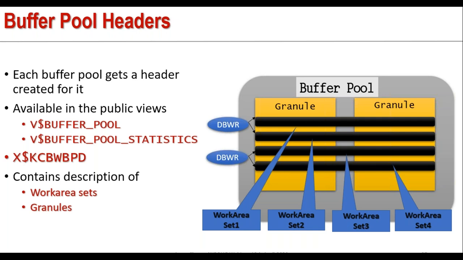So when you say that there is a DB writer, and when you say that DB writer may have a problem, it could be that you have many work area sets created and there is only one DB writer. Now you can notice that here we are trying to show that DB writers are going to be working with their work area sets. And from there, they're going to be writing the data into the disk.